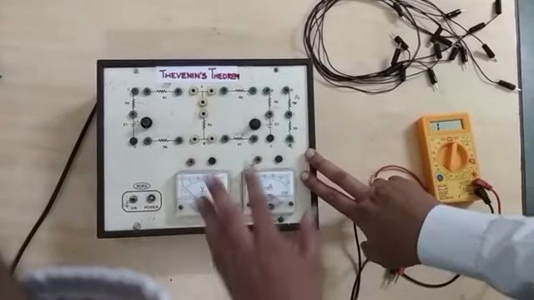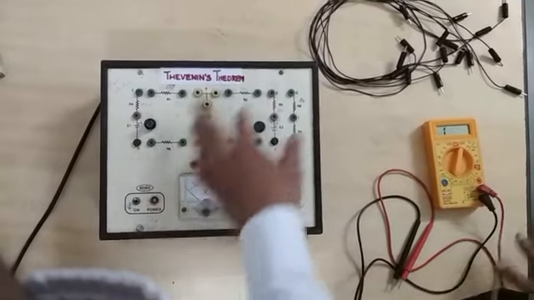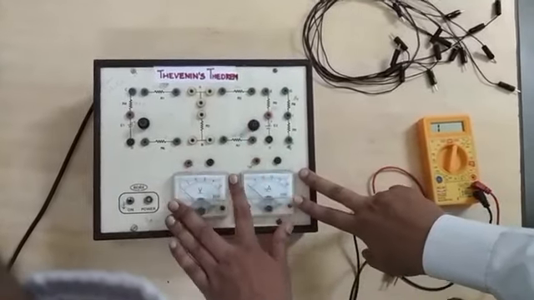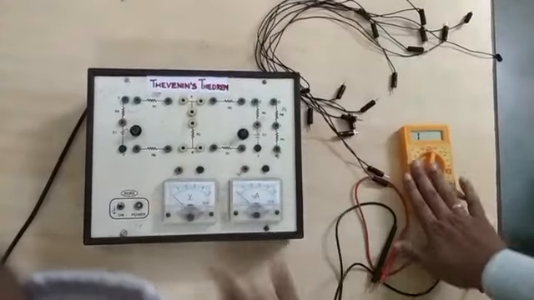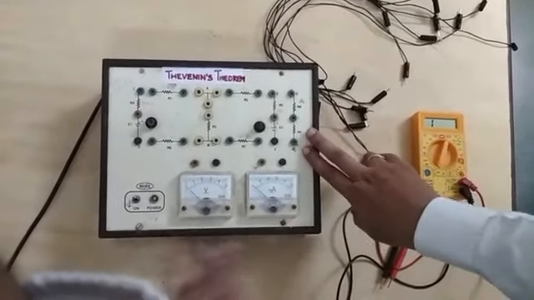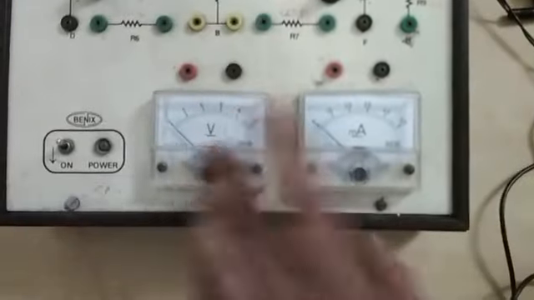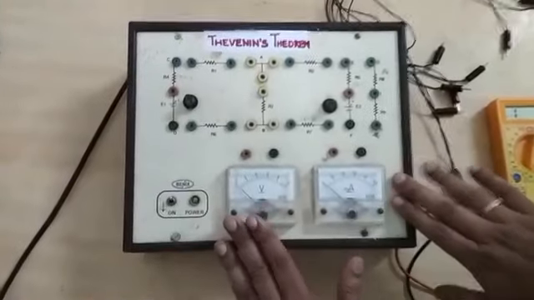Students, for performing this Thevenin theorem, we require this Thevenin theorem kit. Also we require these patch cords and multimeters, but in this kit we already have a voltmeter and ammeter, so you can use these voltmeter and ammeter, or if you want to use this multimeter, you can also use this. Okay, so let's start the experiment.